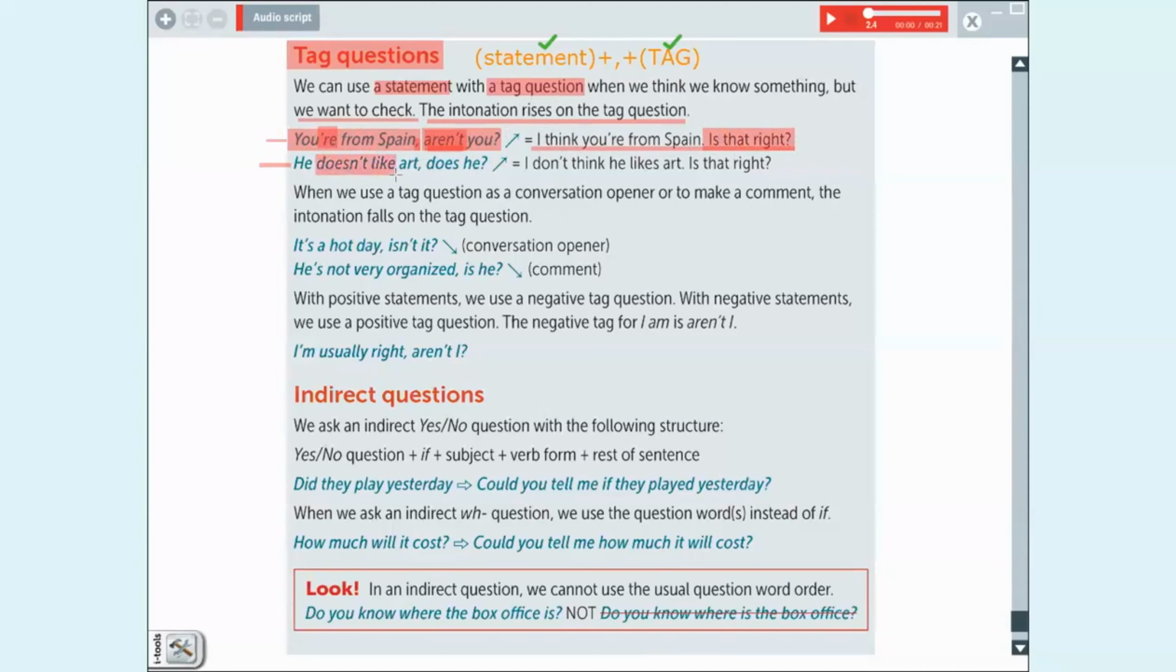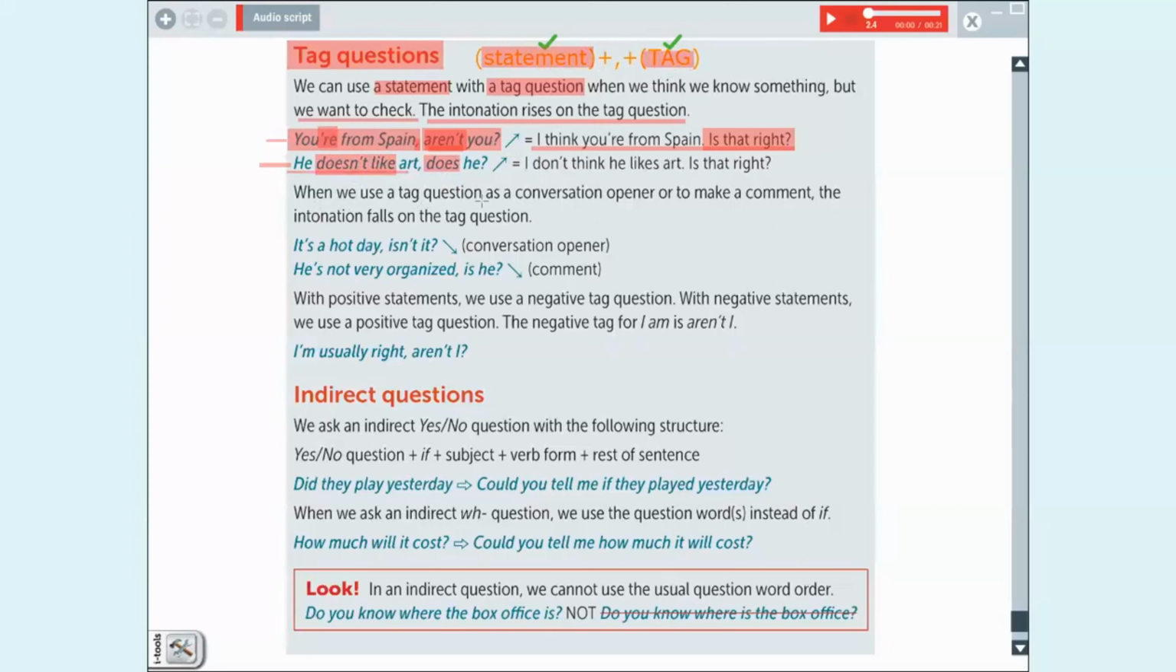My statement is negative. That is the reason that the question is positive. So this is the dynamic that you need to follow. Basically, you just need to recognize the type of statement you have, and the tag question will be in the opposite form.